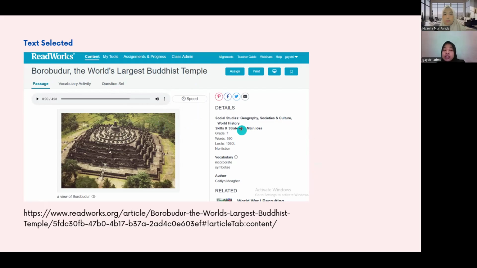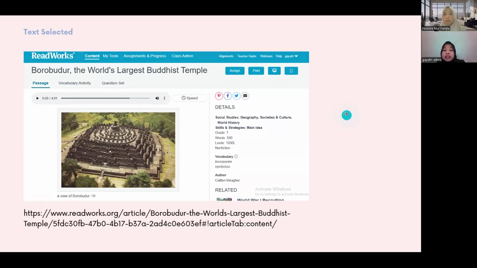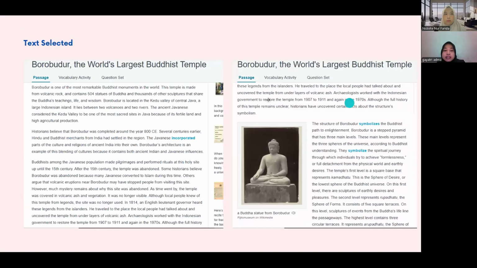And I think the text is also aligned with learning material that is not only culturally aligned, but also makes it easier for the students to engage with the text. And here's the text.